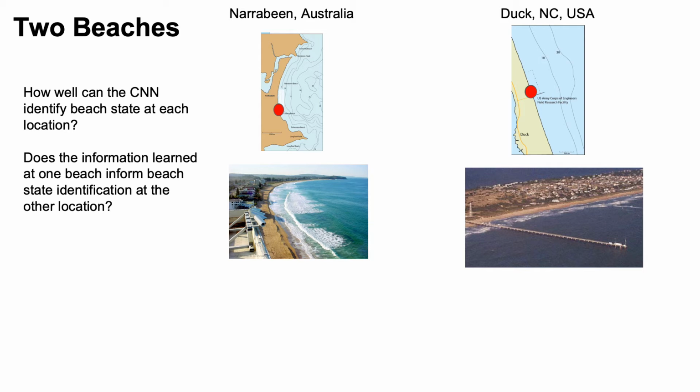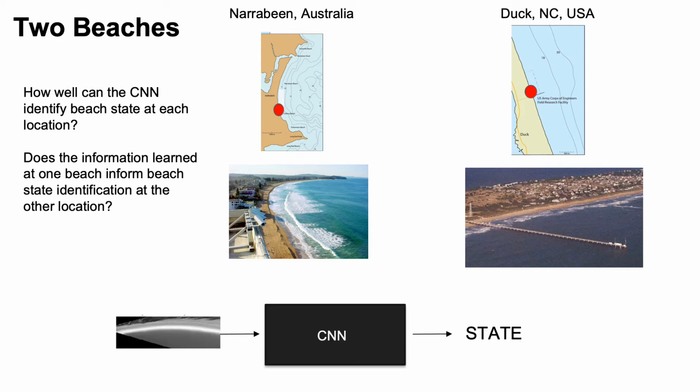But because the Narrabeen location is sheltered from the southern wave energy by a southern headland, it is exposed to a less energetic annual wave energy and therefore resides in a somewhat lower intermediate bar state. We'll be feeding ARGUS imagery into the CNN and asking it to predict the beach state that it identifies in the image. Here's an ARGUS image where the back shore is on top.